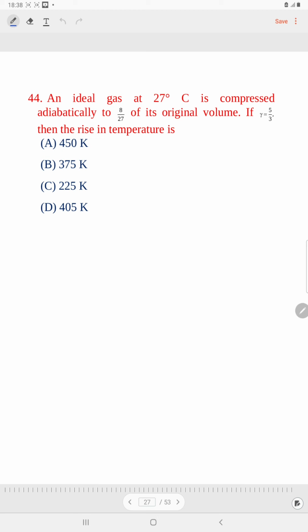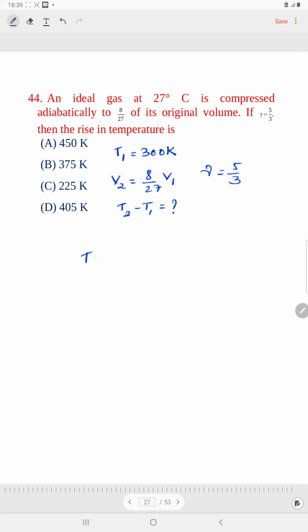Next, an ideal gas at 27 degrees Celsius is compressed. That means the initial temperature T1 is 300 Kelvin. It is compressed adiabatically to 8 by 27 of its original volume. So V2 is going to be 8 by 27 times V1. And if gamma is equal to 5 by 3, then the rise in temperature, T2 minus T1, we have to find out. But to determine T2 minus T1, I should find out T2 first.